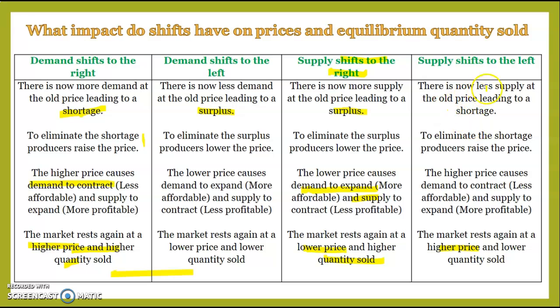Supply shifts to the left, which means now producers are less willing to supply at any given price. So that might be, say, a cyclone that wipes out a bunch of bananas. To eliminate the shortage, producers will raise the price. The higher price causes demand to contract because it's now less affordable, and supply expands because it's more profitable at the higher price, and you end up at a new equilibrium at a higher price and lower quantity sold.